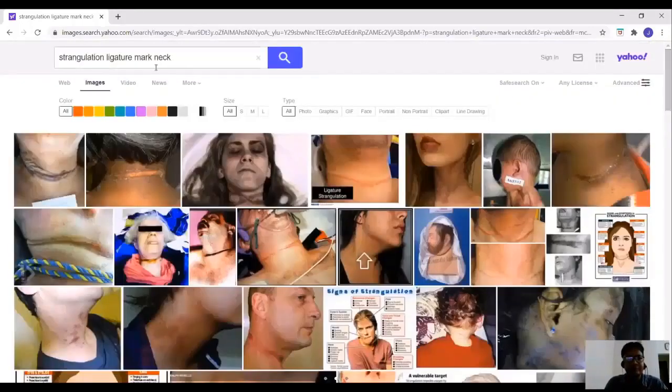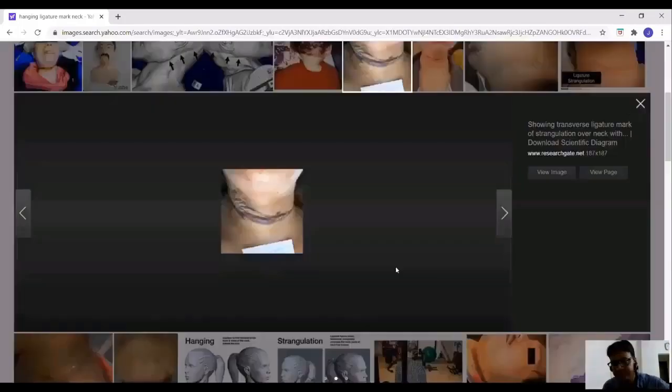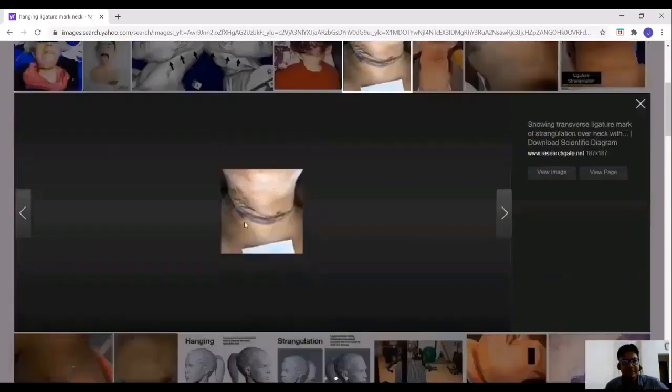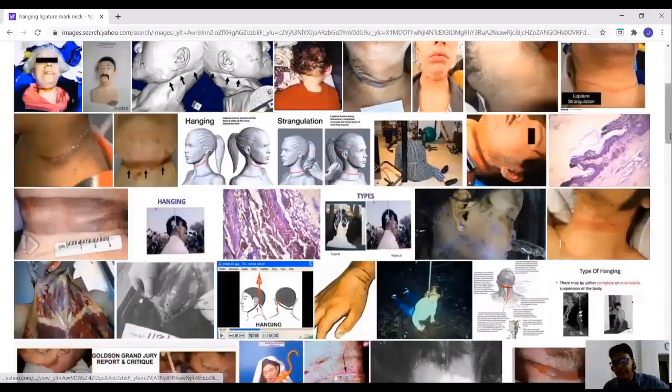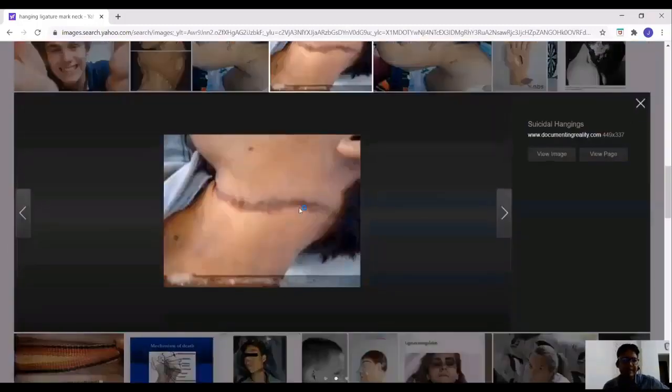Now in hanging, what picture do you get? Hanging ligature mark. In a hanging ligature mark, you generally see a V-shaped picture like this. If it is a V-shaped picture, that suggests hanging ligature mark. You can see this one going upwards towards the neck, towards the ear. This is hanging ligature.